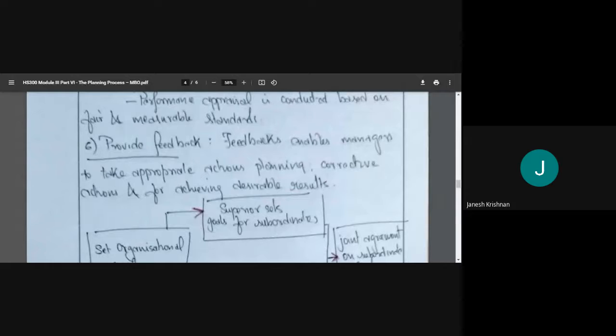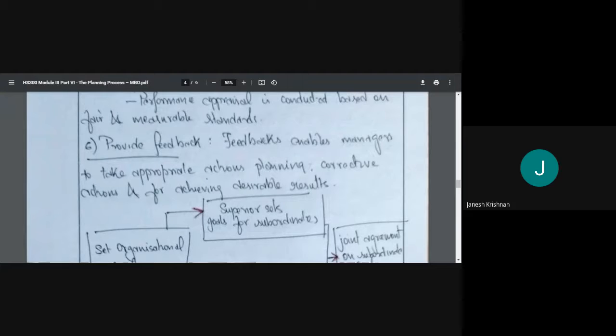You are awarded marks based on the answer keys. This is given: if you write this point, you will be given this much marks. So based on that, I got this much mark because I have written these things. I lost marks because I forgot to write these things. So that should be a fair and measurable standard. Similarly, employee appraisal should be done in the same way, right? Then provide feedback.